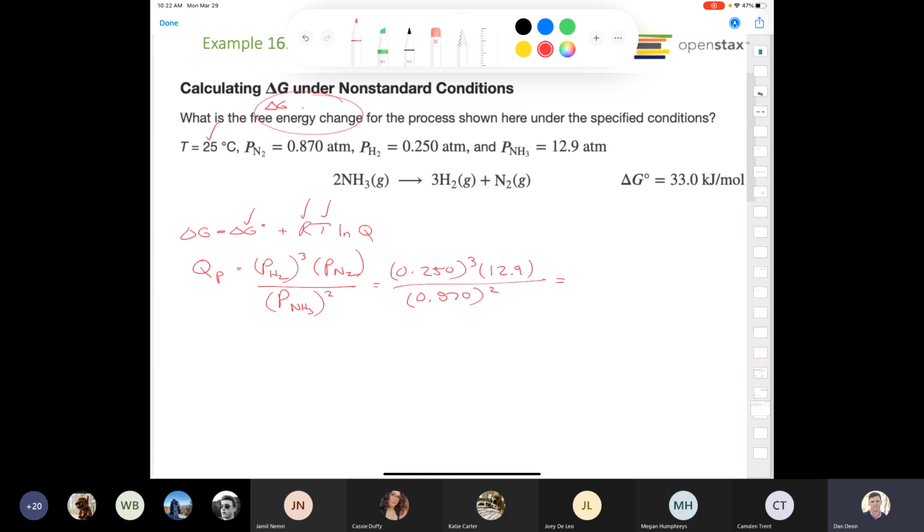Probably. Times 12.9 divided by 0.87 squared. I get 0.270. Did anybody else get that? No, I made a mistake, didn't I? 0.25 times 12.9 divided by 0.87. I put the wrong value.